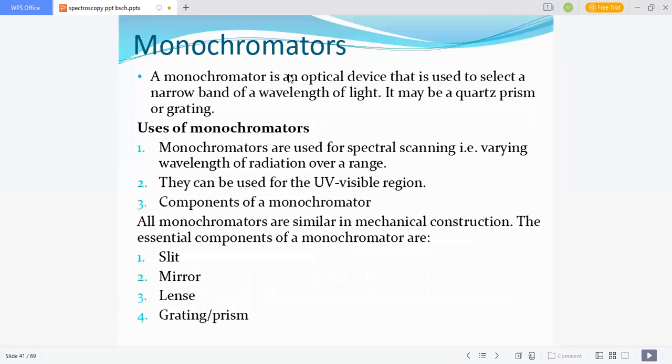Move to next slide. Monochromators. A monochromator is an optical device that is used to select a narrow band of wavelengths of light. It may use a quartz prism or grating. Uses of monochromator: used for spectral scanning, varying the wavelength of radiation over a range. They can be used for the UV visible region. Components of a monochromator: all monochromators are similar in mechanical construction. The essential components are slits, mirror, lens, grating, and prism.